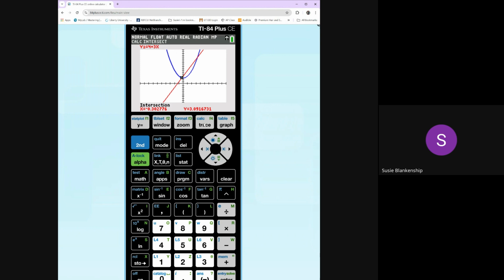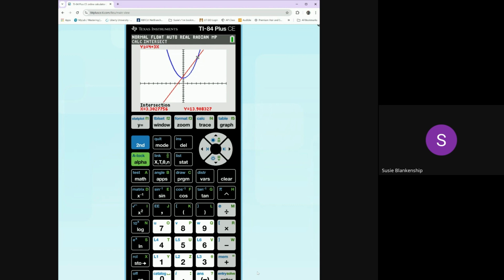So we're going to hit second, trace number 5 again. Notice that we're over here in this area. You do not want to be here. We've already done this, so we want to go up this way. So what you want to do is take your cursor, and I'm on the blue graph. You could be on the red graph, it doesn't matter. I'm on the parabola, and now I'm going to hit enter. And then the second curve is there, hit enter, and then enter again.